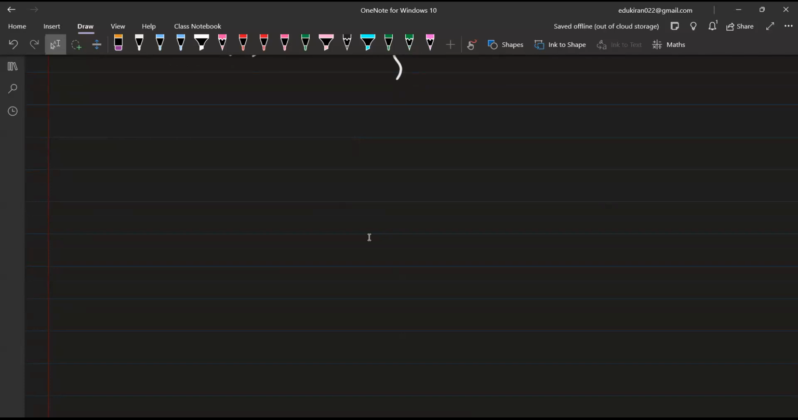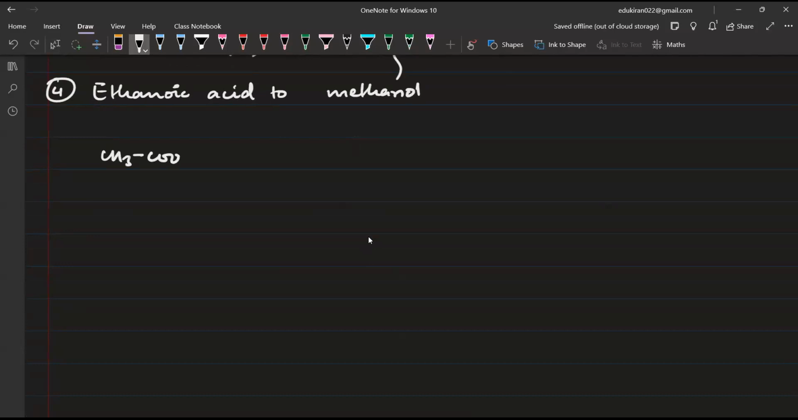For example, if I am asking you to prepare, let us suppose, ethanoic acid to methanol. So we are going from 2 carbon to 1 carbon, right? So you have CH3COOH, and we have to go to methanol, that is CH3OH.